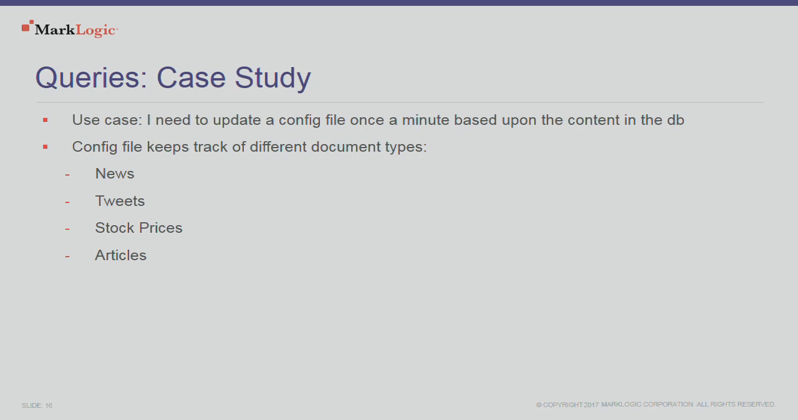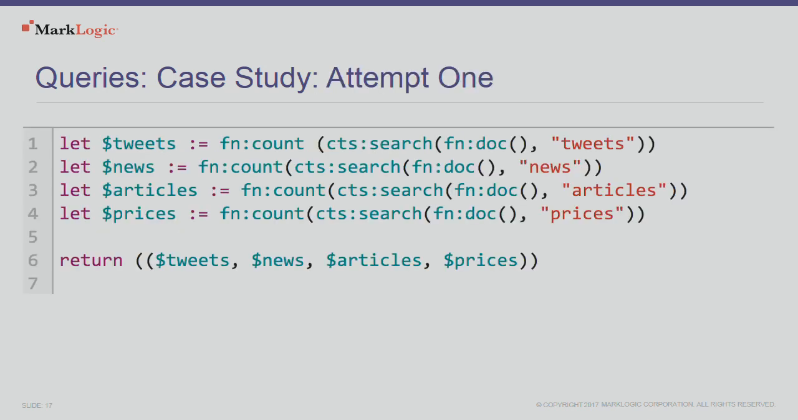So with all of that background, now I'm going to shift gears and talk about a simple case study and how you might go through the process, when you're writing your code, of trying to understand the performance characteristics and what might be happening. So this is a very simple use case. You think, okay, I have all this content coming into my database. Once a minute, I want to update a file. And I have these 4 different types of content: news, tweets, stock prices, articles, and I want to classify them and update with numbers.